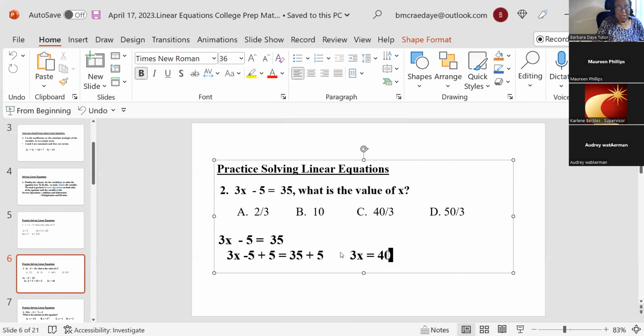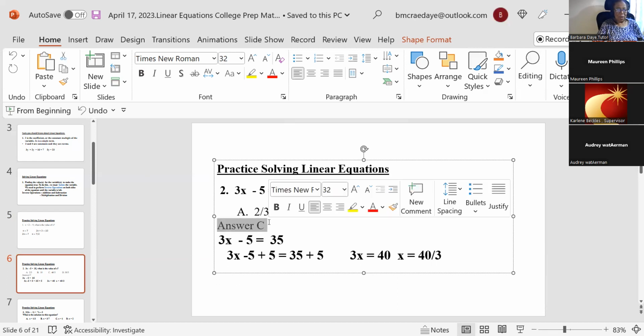Now, the answer is C. That's it, Maureen. The answer is C, because you divide both sides by 3 and you get x equals 40 over 3. Answer C. That's the answer to this one. Audrey, did you get that answer? Yes.